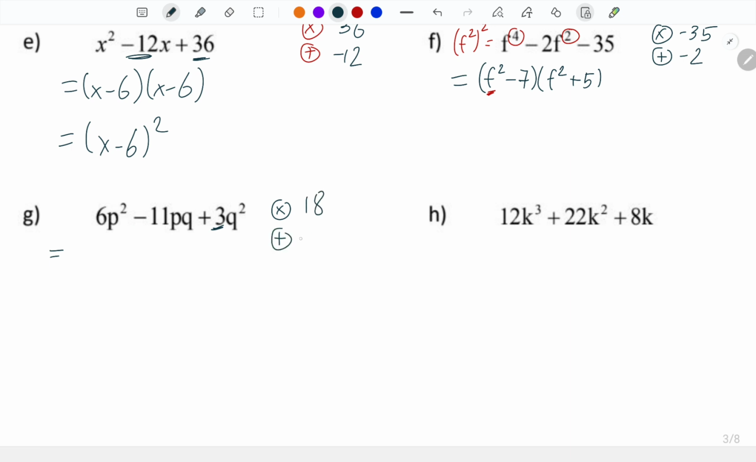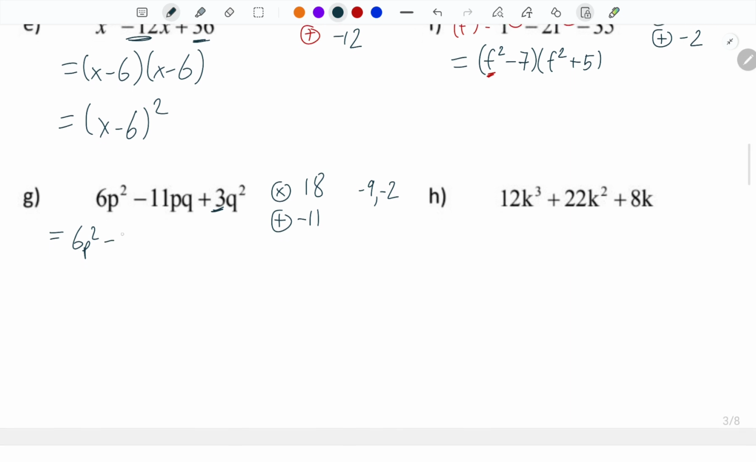and then we're adding to negative 11. So two numbers that do that will be negative 2 and negative 9. So in this case, what we can do with those two numbers, since we have a lead coefficient in front of the 6p squared, we want to actually break down, decompose the middle term into those two numbers that we just found. So minus 9pq minus 2pq plus 3q squared.